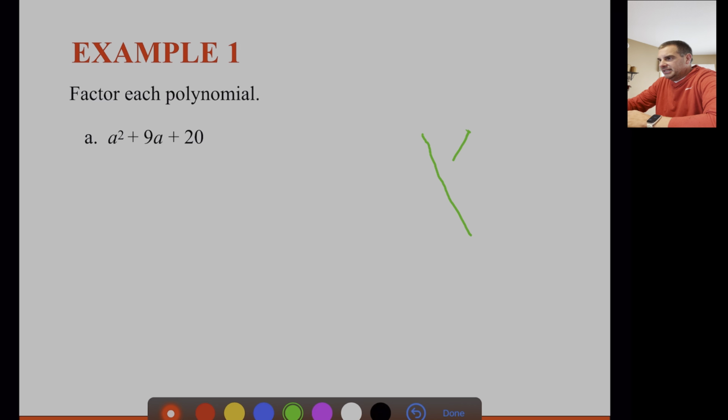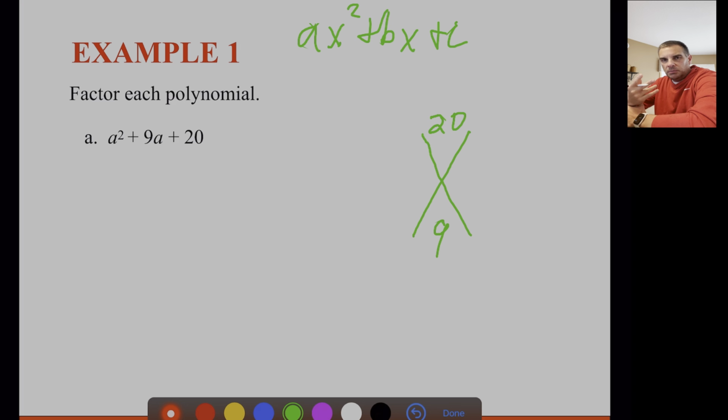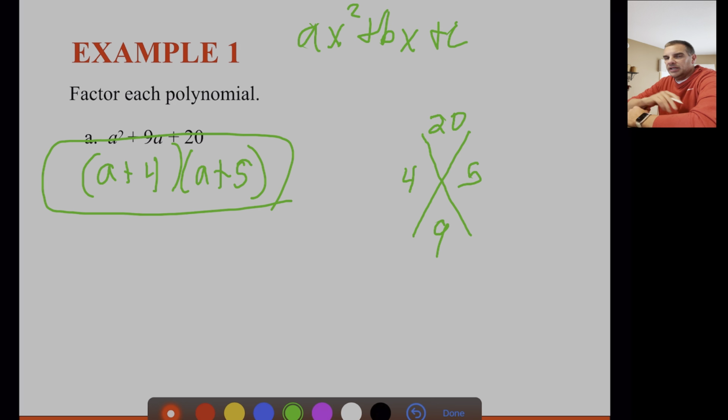So for example, if we're going to factor the polynomial a squared plus 9a plus 20, remember that it's ax squared plus bx plus c. Our c value goes on the top, so our c value is 20. Our b value goes on the bottom, which is 9. We need two numbers that multiply to 20 and add up to 9, so 4 and 5. Then this factored is a plus 4 times a plus 5, and you're done.